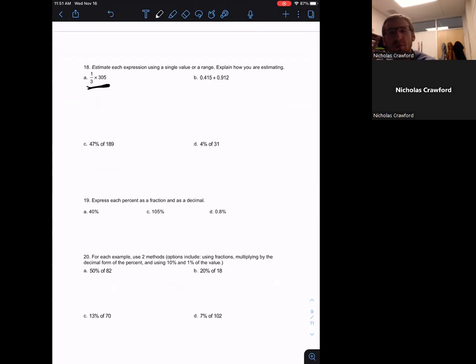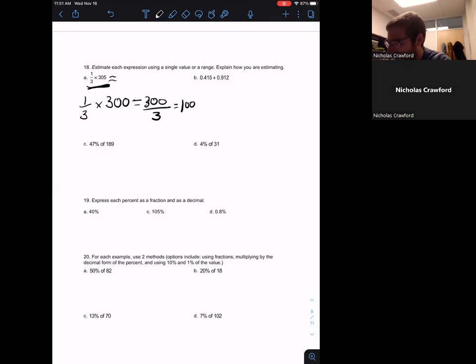So we want to think of a number like, okay, what number does 3 go into that's close to 305? Well, this is about equal to 1/3 times 300. It's close, right? 305 is pretty close to 300. So this is going to be equal to 300 over 3, which is 100. So that's about 100.